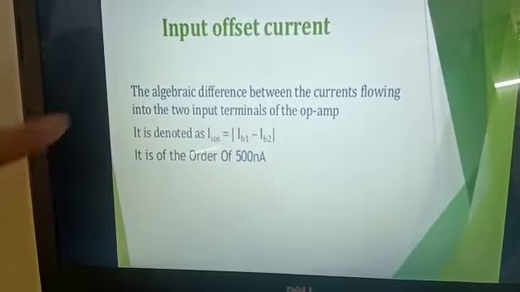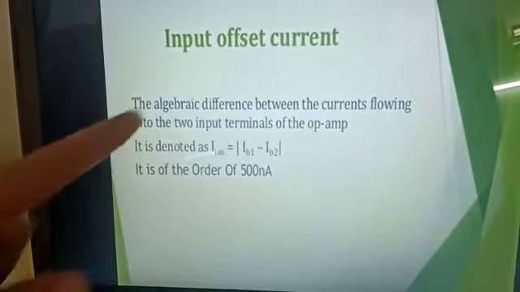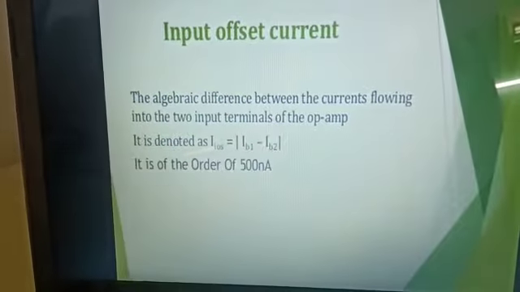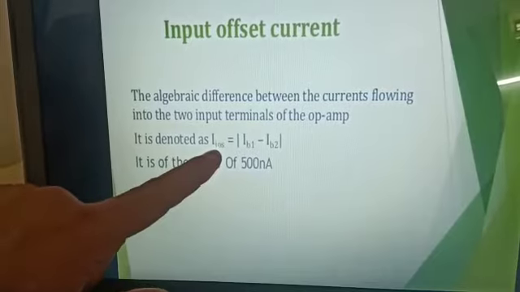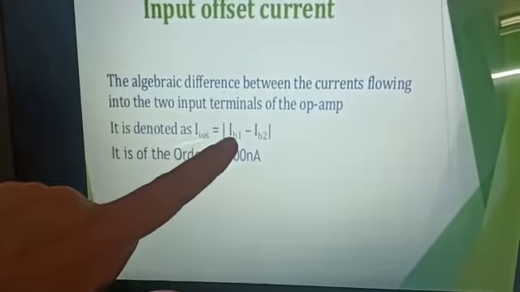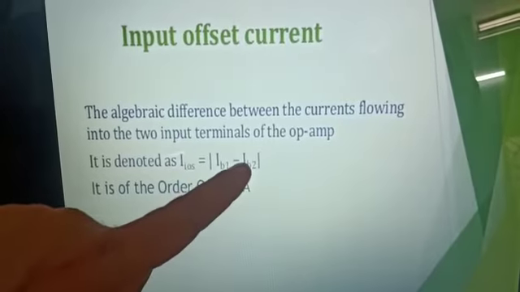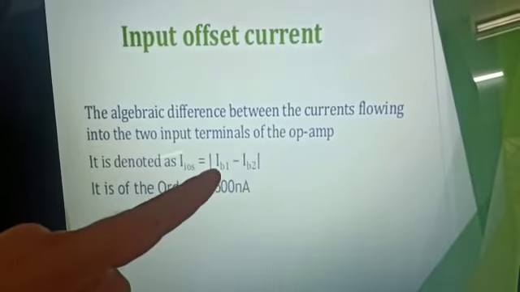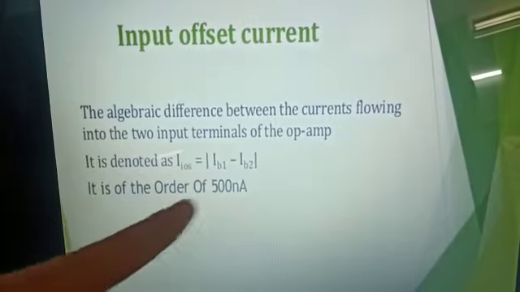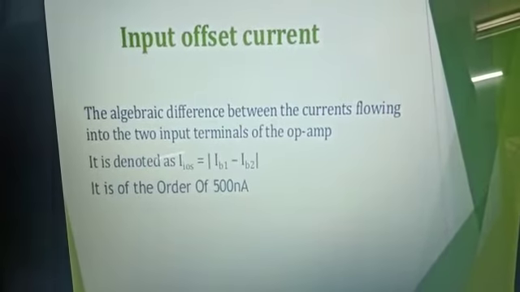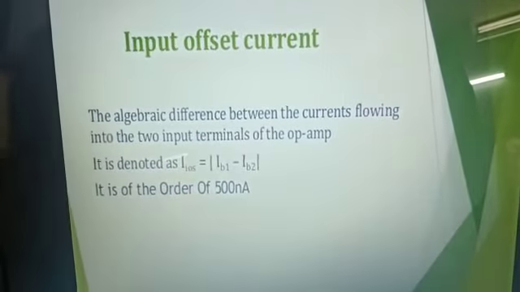Another one is input offset current: the algebraic difference between the currents flowing into the two input terminals of the op amp. So input offset current is equal to the difference of magnitude of these two currents, the highest minus the smaller one. It is of the order of nearly 500 nanoamps, very small. So this is the input offset current.